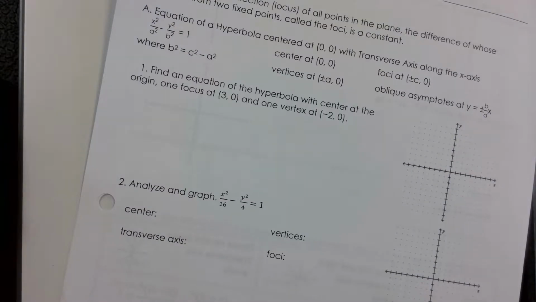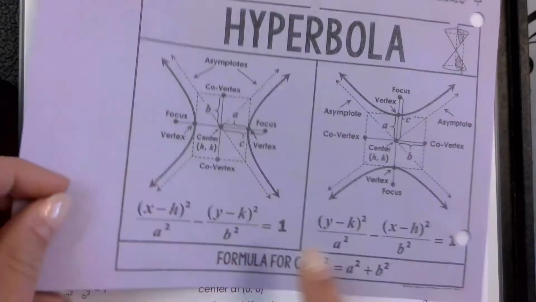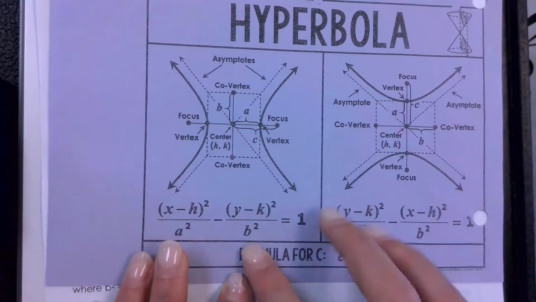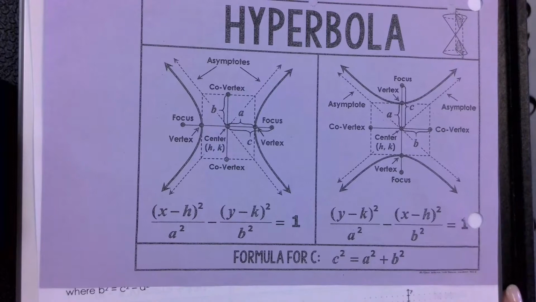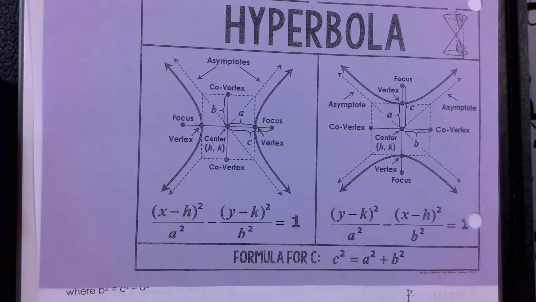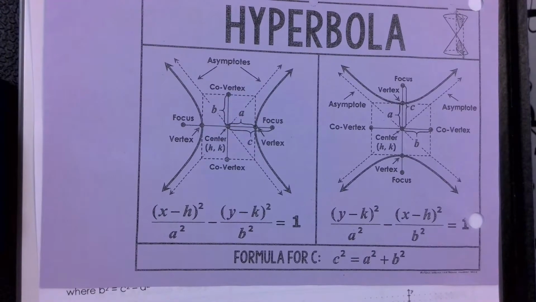So we're going to look at hyperbolas today. That's the last of our conic sections. If you have that purple sheet, this is what they're going to look like. There's a ton of stuff going on here, but they're actually really easy to grab, and they're kind of similar to our ellipses that we just did.